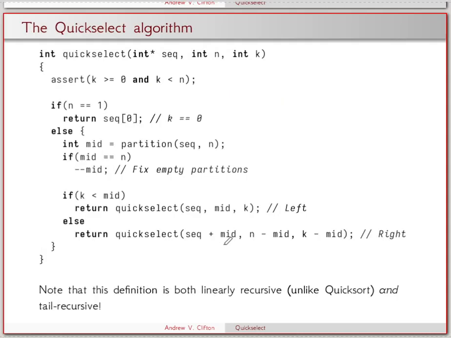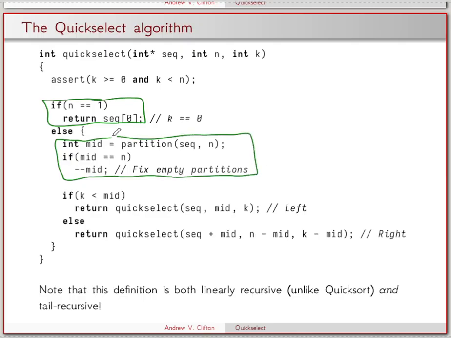So this is the Quickselect algorithm, which is really similar to Quicksort, just with an if down at the bottom to determine which direction to go. Our base case is if the size is 1, then that one element is the kth smallest and kth largest and everything in between. Otherwise, we have to do the recursion. So we partition, get our midpoint, we do the fix for empty partitions if that gives us that, and then we check to see where k lies relative to those two halves. If k is less than mid, we go left. If k is greater than or equal to the midpoint, then we go to the right.